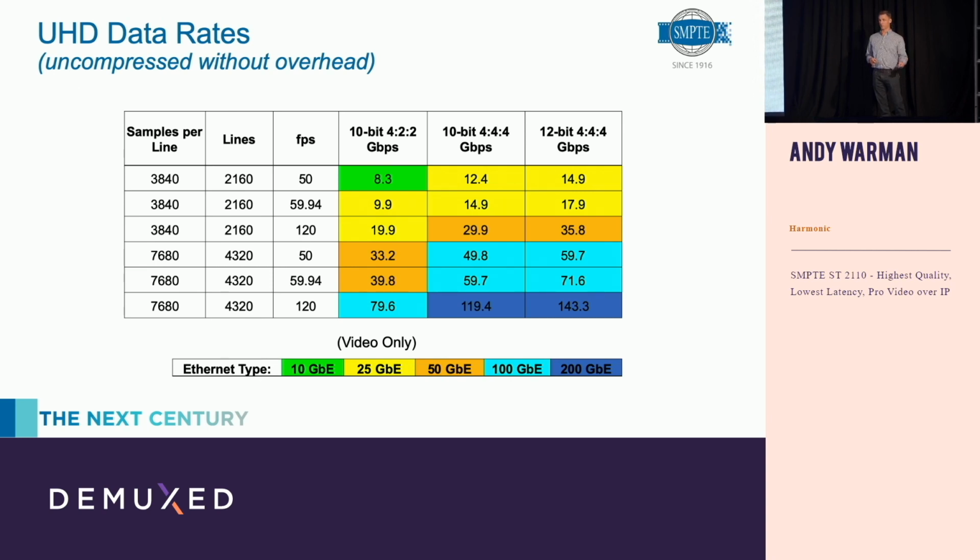So IP has a real value here because we can effectively use IP networking to scale to any size UHD and most practical levels of sampling. All right. Admittedly, when you get into 120 frames a second, that means you're going to be using very large pipes, but at least it's possible in IP, which it certainly is not going to be in SDI. So we've got a huge amount of future-proofing built in by going IP.